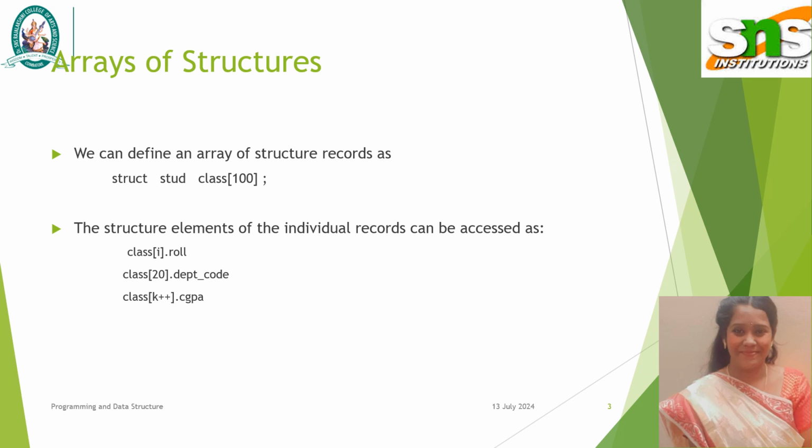Array of structure. We can define an array of structure, where the structure variable is itself an array. Now, struct student class[100]. The 100 students can access the variables, that is the elements of the structure, such as roll number, department code, CGPA. So this array of structures is also possible.